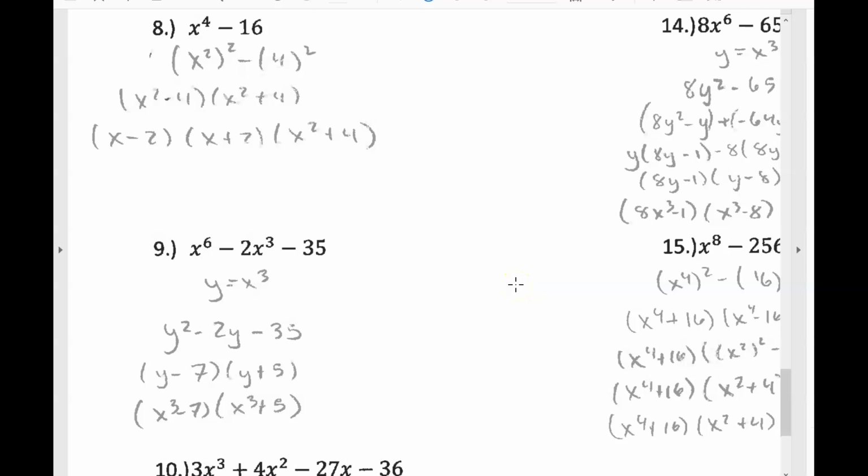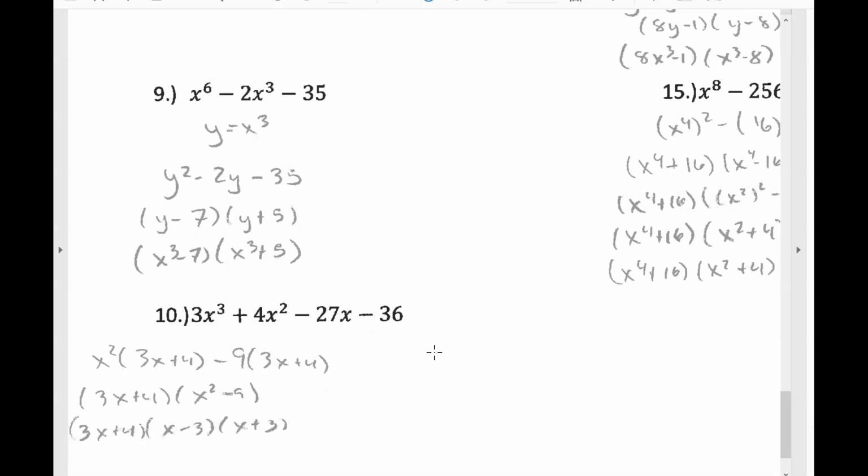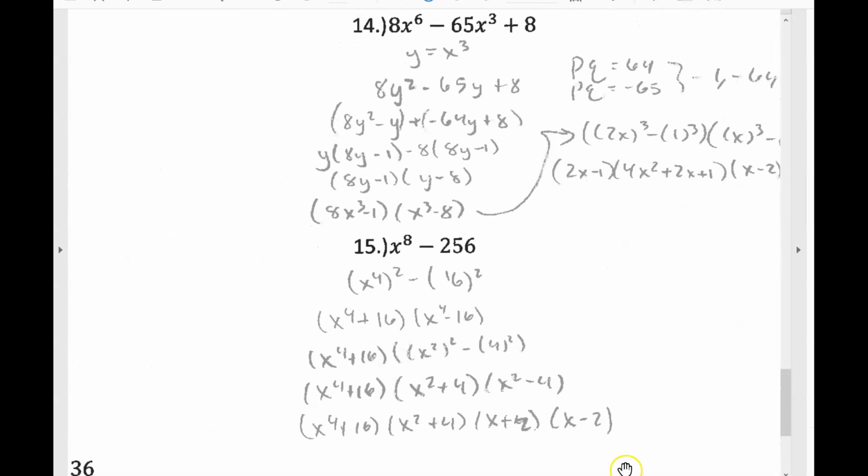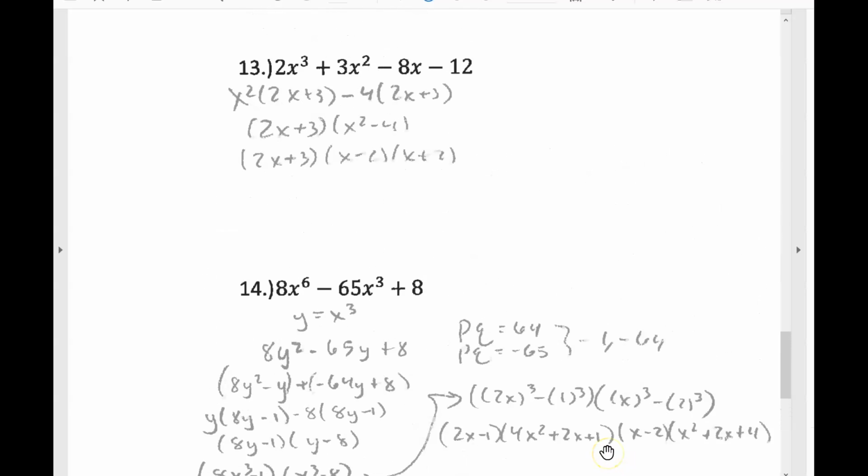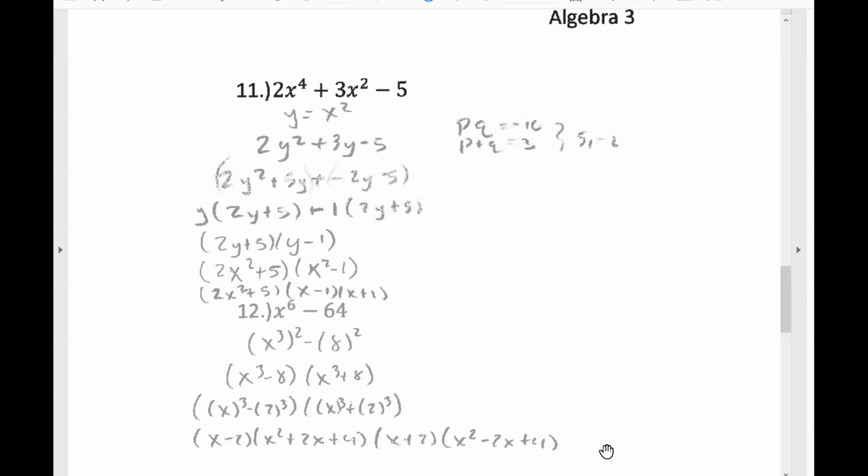For number 9, you should have gotten x cubed minus 7 times x cubed plus 5. And for number 10, you should have gotten 3x plus 4 times x minus 3 times x plus 3. Going to number 11, you should have gotten 2x squared plus 5 times x minus 1 times x plus 1.